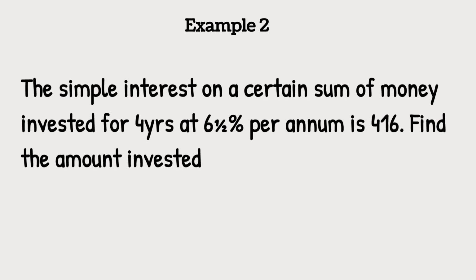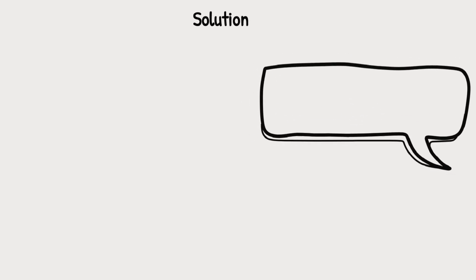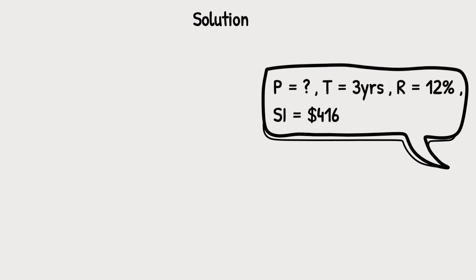Now let's try a different example. It says the simple interest on a certain sum of money invested for 4 years at 6.5% per annum is 416. Find the amount invested. So from the question, our principal wasn't given. Time is equal to 4 years, R is equal to 6.5%, and the simple interest is equal to $416. And we're asked to find amount.